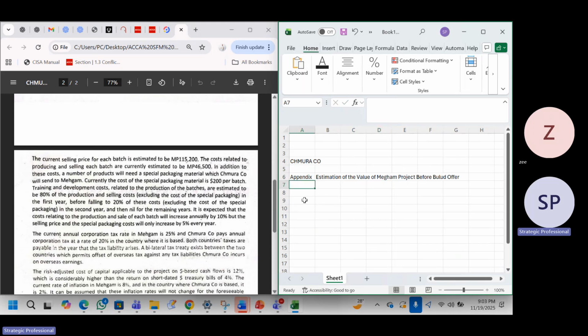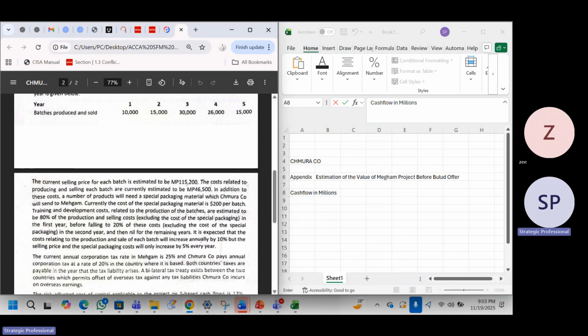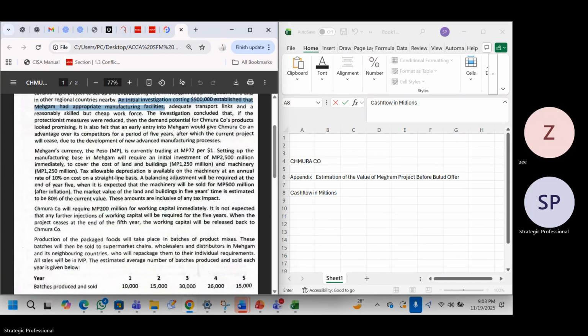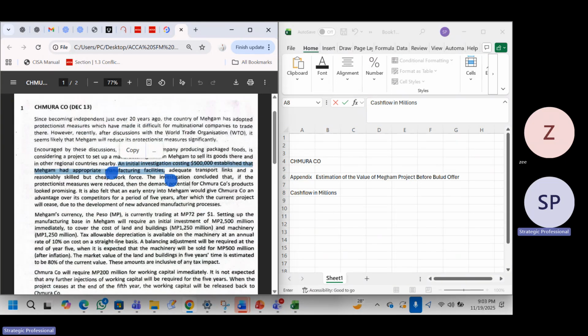And like I said, normally we put cash flow in millions so that we won't make it too big. And it's in MP because they told us that Megam's currency is the peso, which is MP. So in millions of pesos.